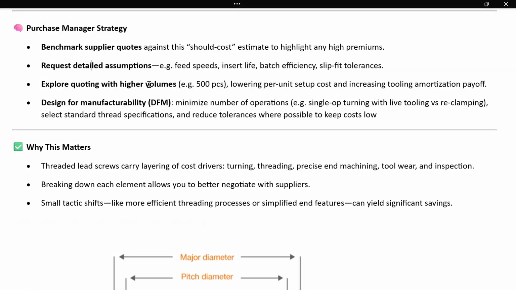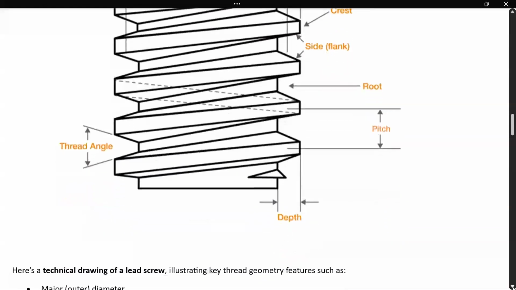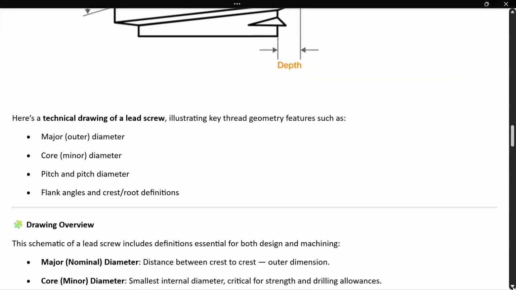Here you can see a typical threaded lead screw, and in this drawing the entire details are mentioned. In this way we can calculate what the machining cost should be, and decide whether a quotation provided by the supplier is right or wrong, or whether any amendment is needed.